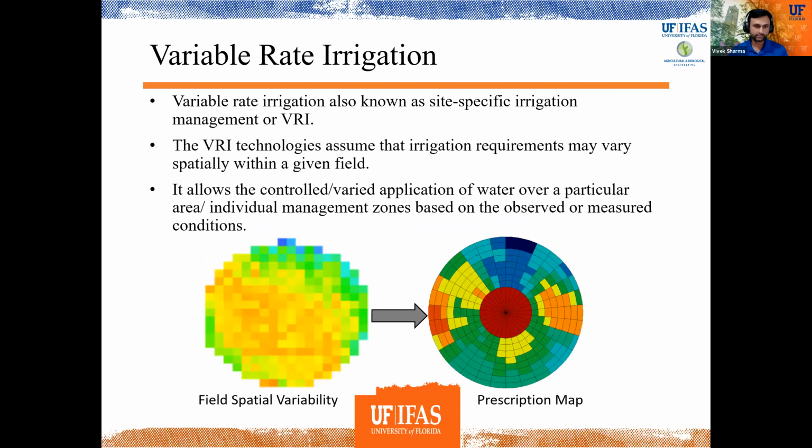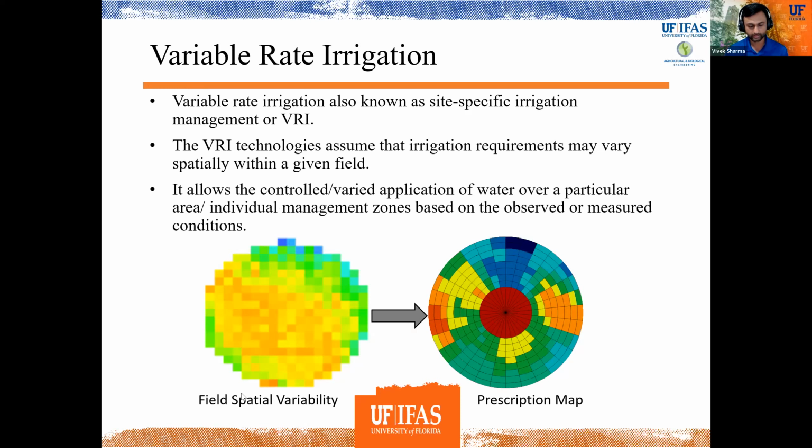So one system that integrates all the 3 elements of precision irrigation management is the variable rate irrigation system. Variable rate is also known as site-specific irrigation management, or VRI. The basic assumption of variable rate is that irrigation requirement may vary spatially within a given field. So we can apply water variably into different areas or individual management zones. I think the key term here is the management zone. And based upon those management zones, we can develop them based upon the observed condition.